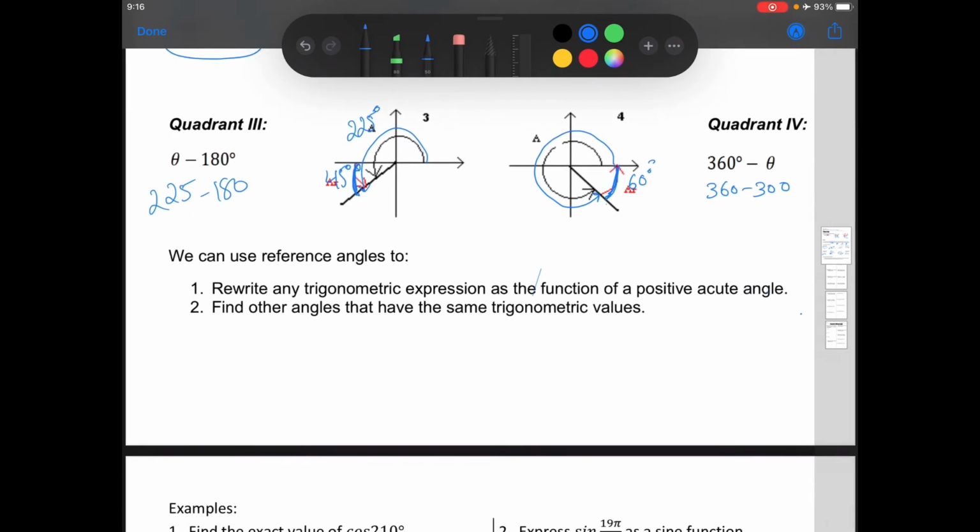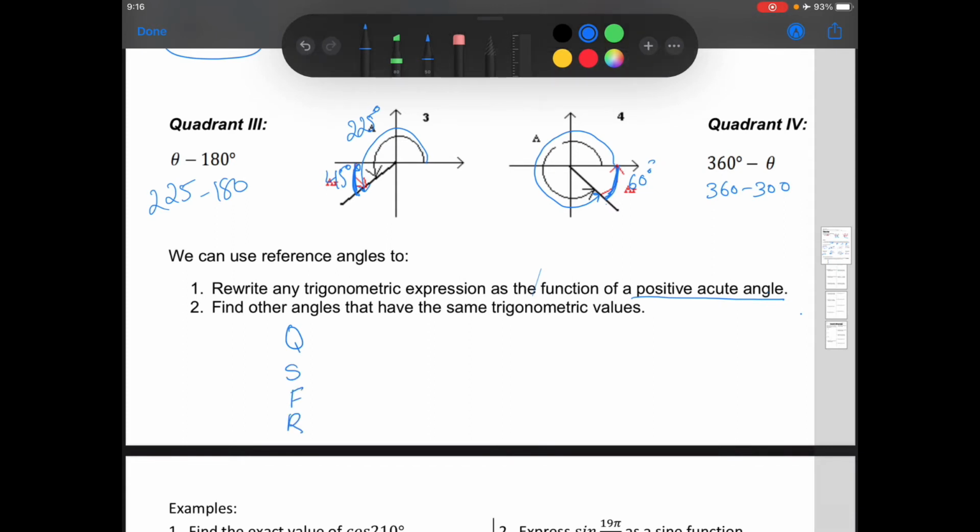So we can use reference angles to rewrite any trigonometric expression as the function of a positive acute angle and find other angles that have the same trigonometric values. So I'm going to be using an acronym, QSFR.